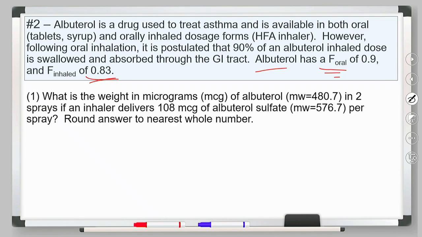So let's start with this. Oh my gosh, it's a review of the last chapter. Let's see how well you do. Question number 1, it says, what is the weight in micrograms of albuterol in 2 sprays, 2 inhalations, if the inhaler delivers 108 micrograms of albuterol sulfate per spray?